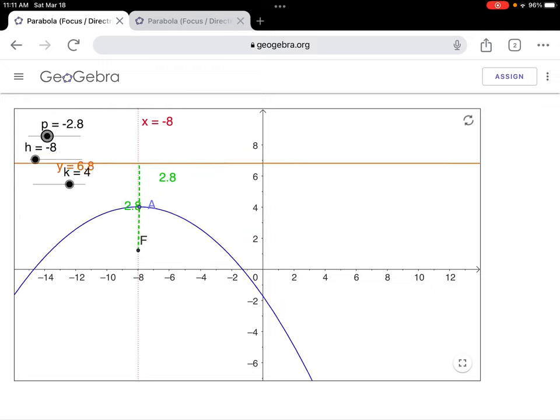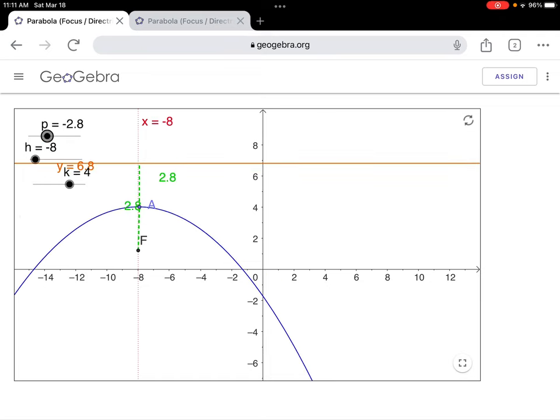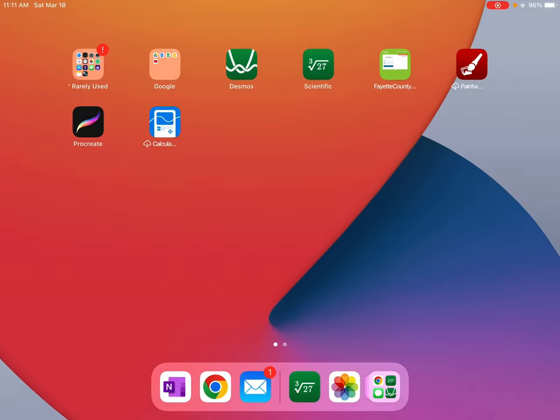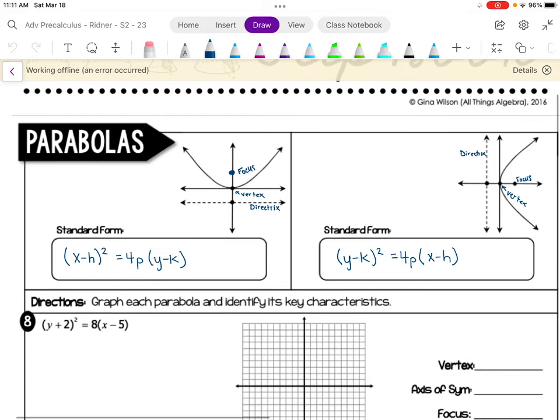Notice what happens when P becomes negative. That's how I get it to flip upside down. And then we will also be talking about y going side to side. So for the sake of this video, make sure that you have this, and then meet me in the next video for the actual examples.